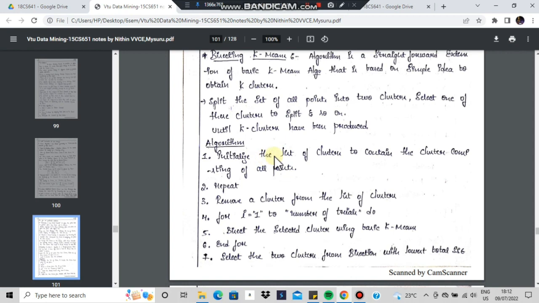Here we initialize the list of clusters to contain one cluster consisting of all points. Then remove a cluster from the list of clusters, and for i from 1 to the number of trials, bisect the selected cluster using basic k-means, and end for. You have to do this for all the clusters. You have to divide the cluster and see if it's making things more efficient. At that time we will continue with it. Then we select the two clusters from the bisection with the lowest total SSE. So that's how the algorithm of bisecting k-means works.